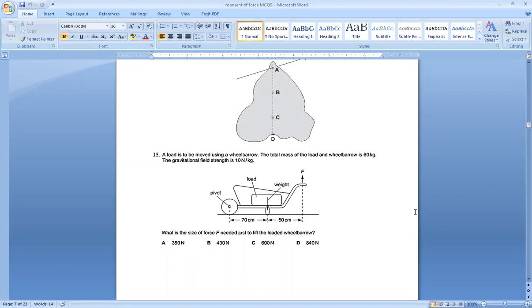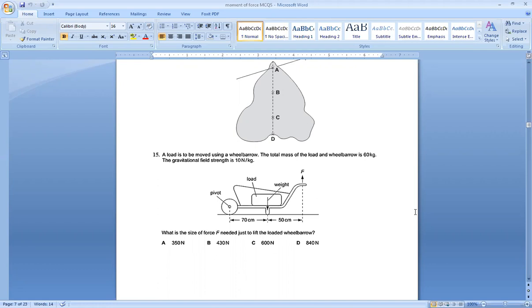How do I get 600 newton? 60 multiplied by 10, because 60 is the mass, 10 is the value of g. So 60 into 10 gives you 600. 600 newton is the weight of the wheelbarrow. Because I have to calculate force, I cannot use mass. I have to use another force, that is the weight.